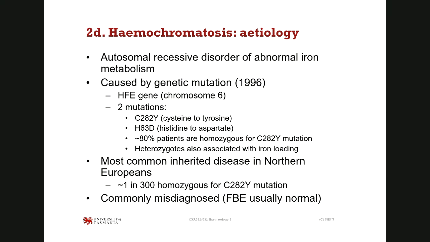Even though it says here that the gene frequency is 1 in 300, which is a fairly common gene frequency, the disease is not as common as that. So there must be a lot of heterozygotes that are around rather than the homozygotes.